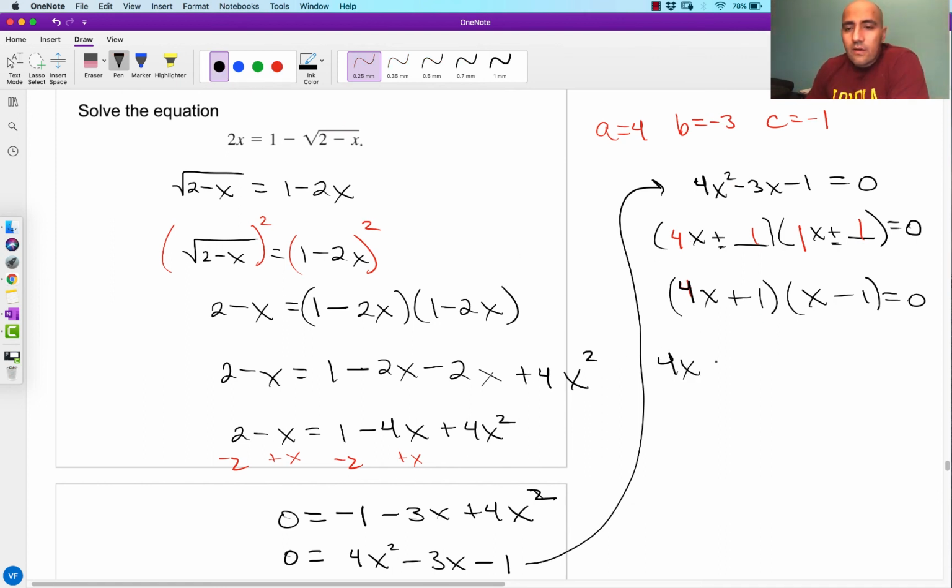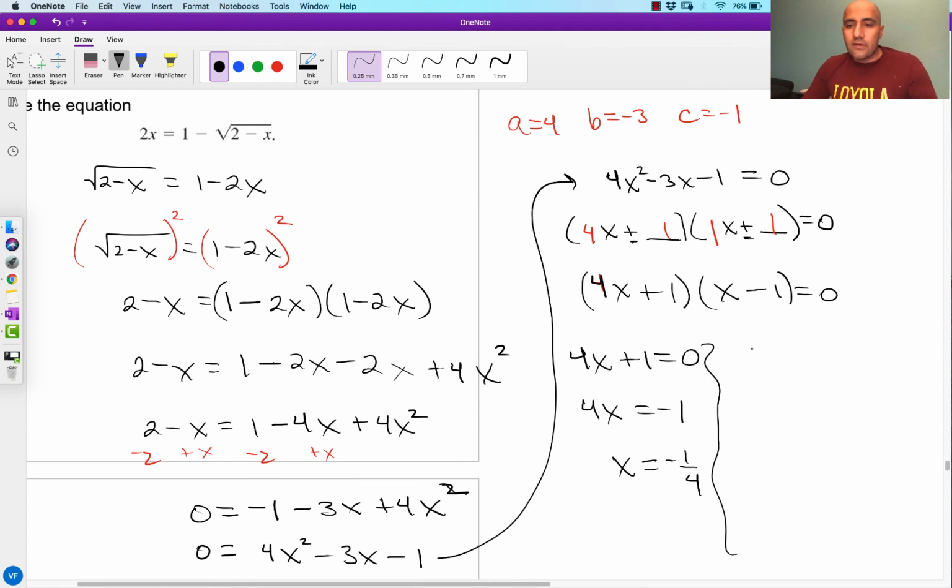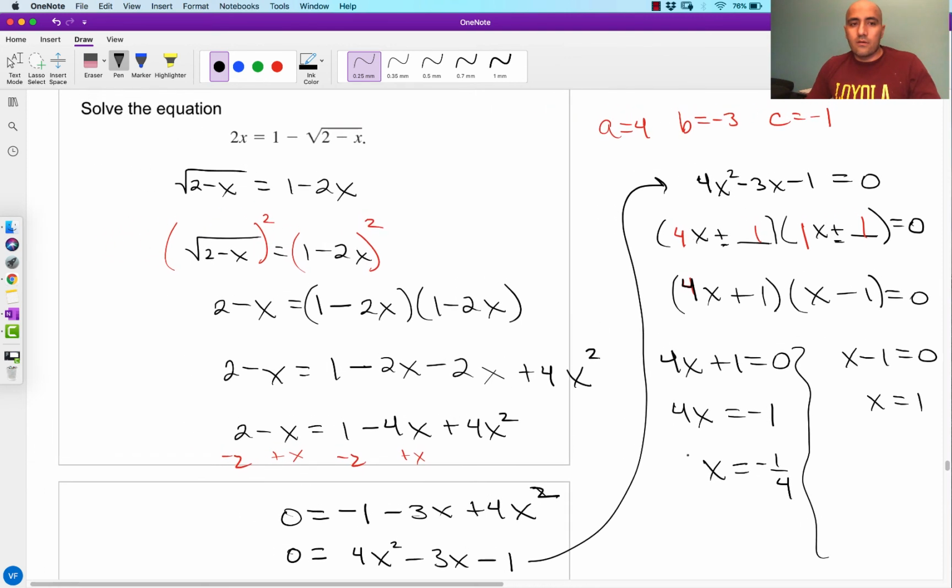So then we can separate this into either 4x plus 1 equals 0, which leads to 4x equals negative 1, which means x equals negative 1/4. Negative 1/4 is one solution, or the other solution is x minus 1 equals 0, therefore x equals 1 is the other solution. And remember, we've got to check them, so we've got to come back over here and determine if it's in fact true that these give us our answers. The easiest one to check is 1.